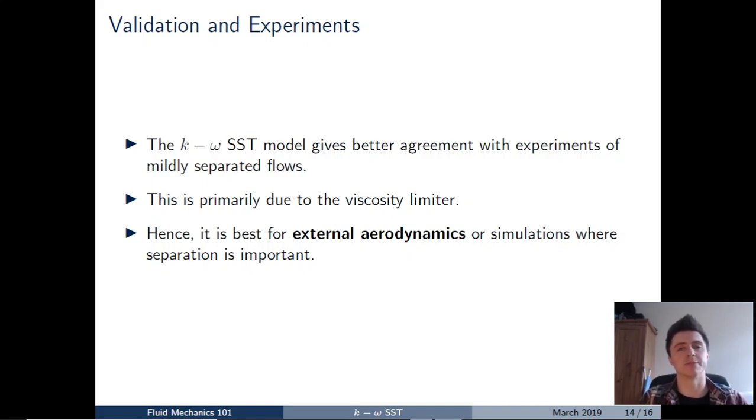So the K-omega SST model gives much better agreement for these flows, separation from a smooth surface, and this is primarily due to that viscosity limiter that we saw in the previous few slides.